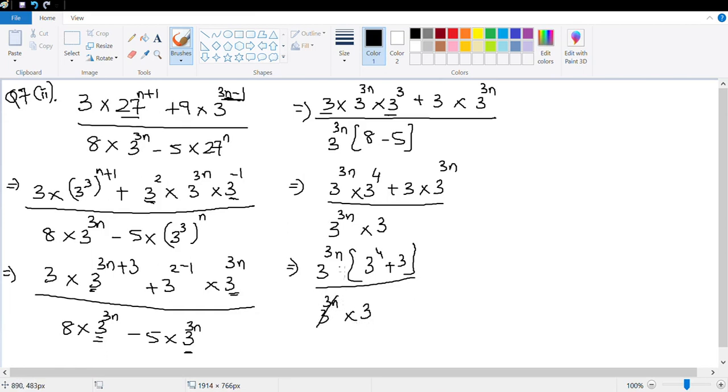This and this get cancelled, so n is gone. Makes my life simple. That makes it 3 to the power 4, that is 9 into 9, 81, plus 3, upon 3. That's 84 upon 3, which is equal to 28. My final answer is 28.